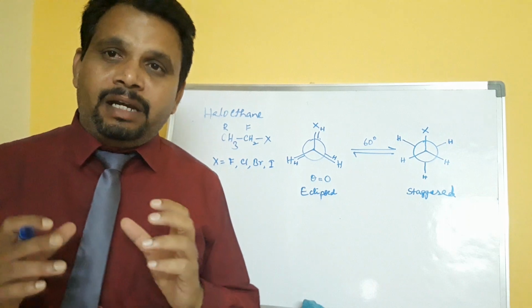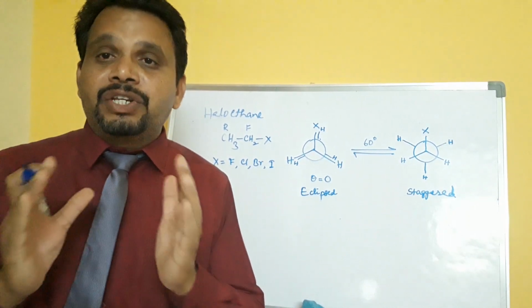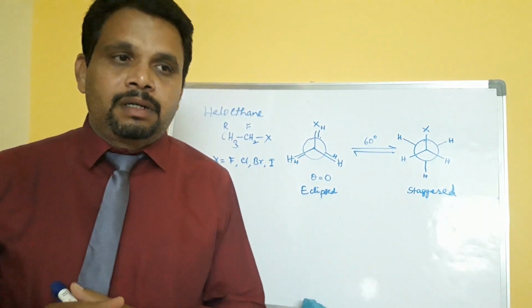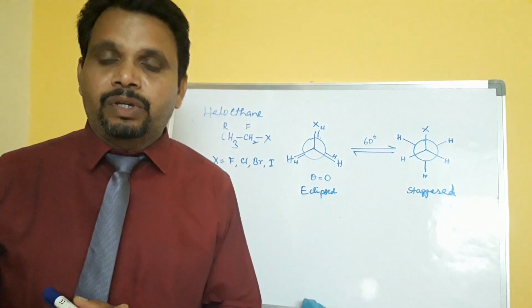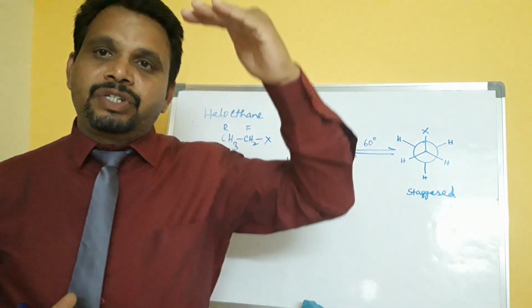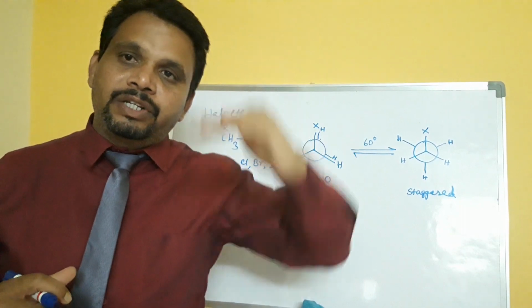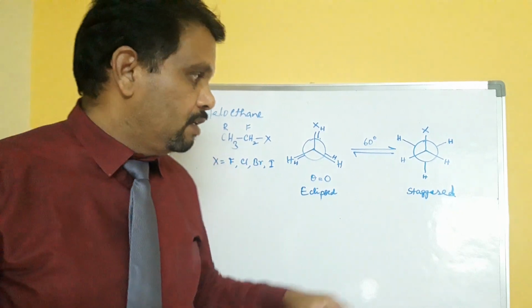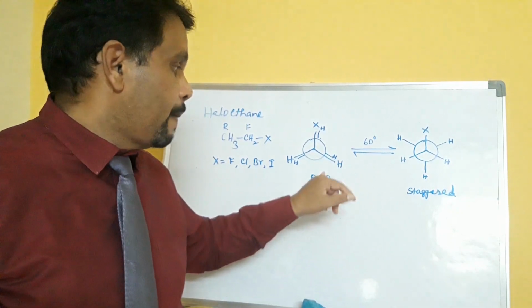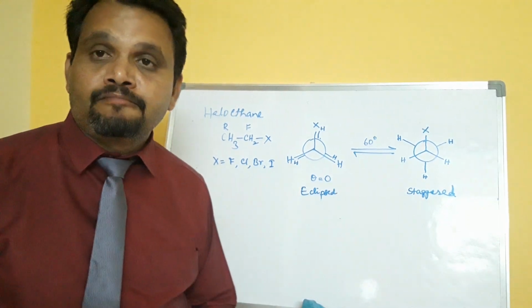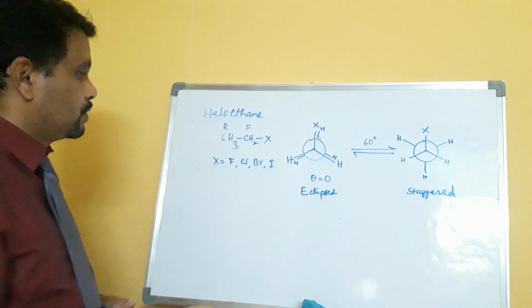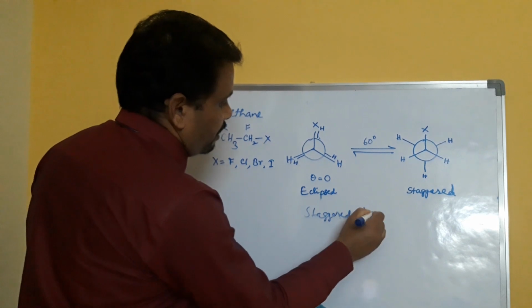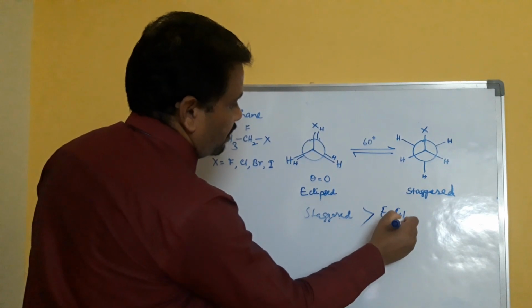Okay, the relationship between energy and stability is inversely proportional. If energy is high, the stability is low. If energy is low, the stability is high. So that is the inversely proportional relationship between energy and stability. So now you can write: staggered conformer is more stable than eclipsed conformer.